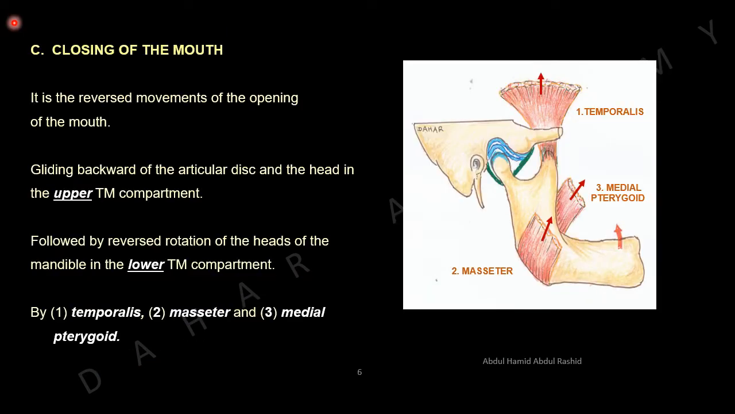C. Closing of the mouth. It is the reverse movements of the opening of the mouth, gliding backwards of the articular disc and the head in the upper TM compartment, followed by reverse rotation of the head of the mandible in the lower TM compartment. They are done by 1. Temporalis muscles, 2. masseter muscles, and 3. medial pterygoid muscles.